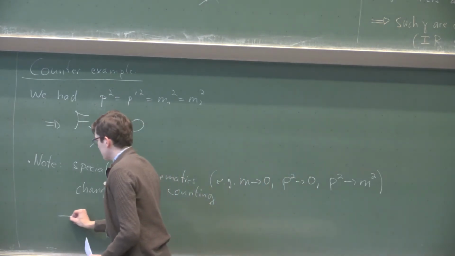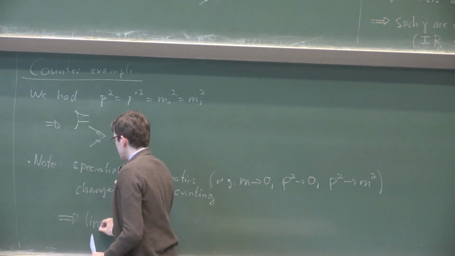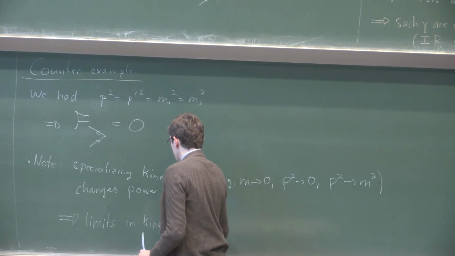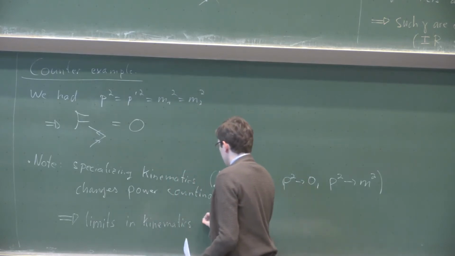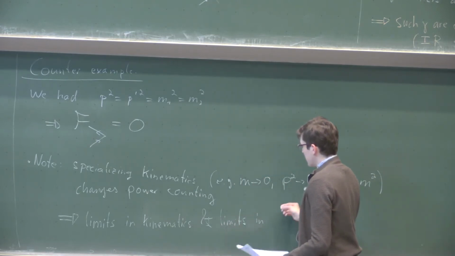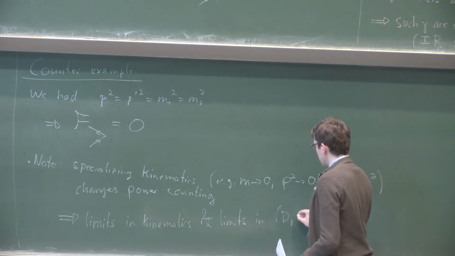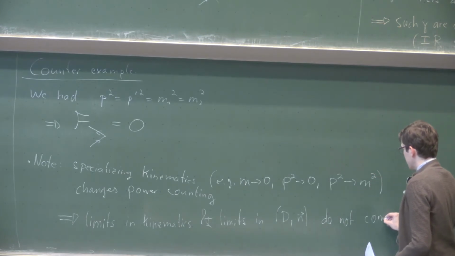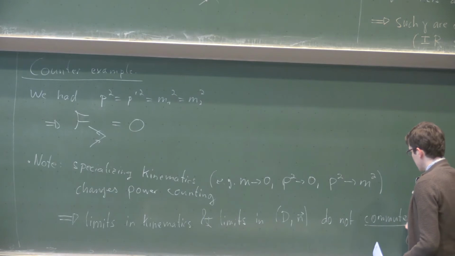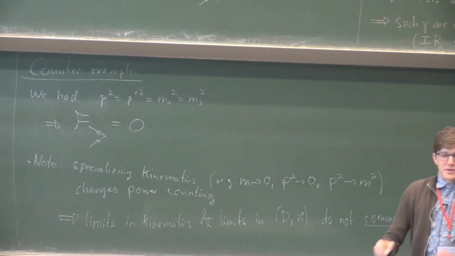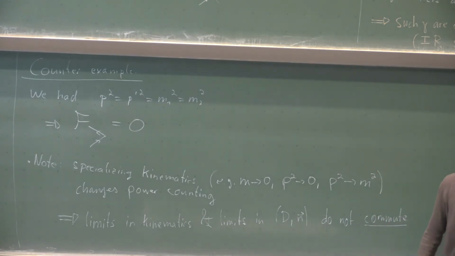Yeah, so in particular, limits of kinematics, or limits in kinematics, and limits in the analytic regulators, like dimension or these indices, do not commute. So if you do a calculation in dimensional regularization and you calculate, for example, the triangle integral with everything off shell, you thought you might have been done with the triangle integral because you computed in the most complicated case.